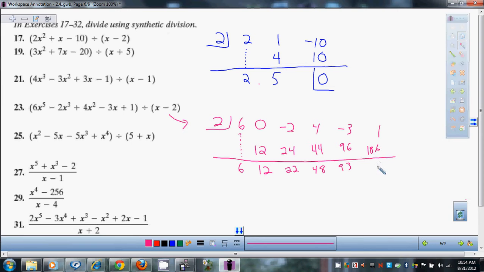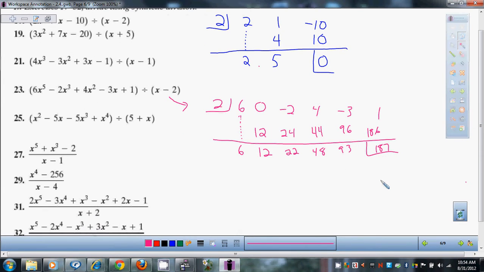92. And the last number is always your remainder. Now, what power is my quotient, whatever I'm left with, going to start with? 4, because we started with a 5th and you lower it by 1 every time. So that's 6x to the 4th, plus 12x to the third, plus 22x squared, plus 48x, plus 93. And just like when we did long division, your remainder goes on top and your original divisor goes on bottom.